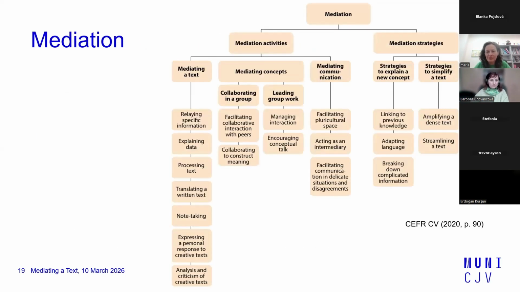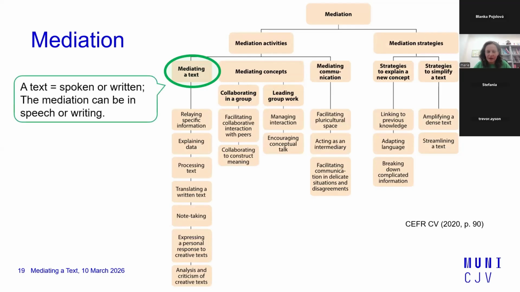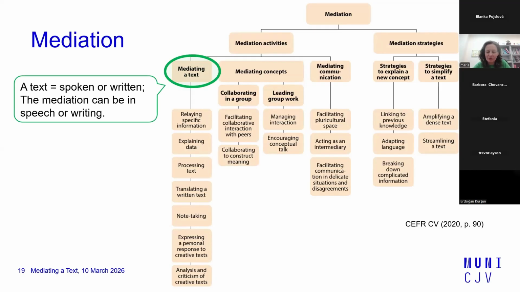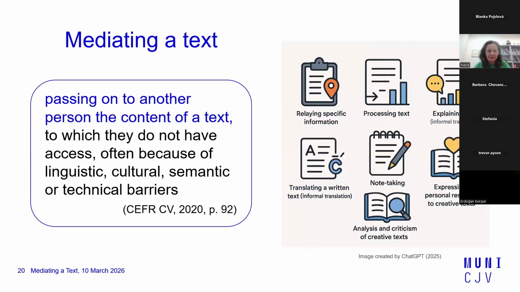I suppose you are familiar with this scheme of mediation. Today we'll focus on mediating a text only. I've already mentioned that a text in the companion volume is a really broad concept. It includes spoken as well as written forms of communication, so it can be done in speech or writing. And altogether there are 7 types of mediating a text. So mediating a text means passing on to another person the content of a text to which they do not have access. And this is because of linguistic, cultural, but also might be technical barriers.